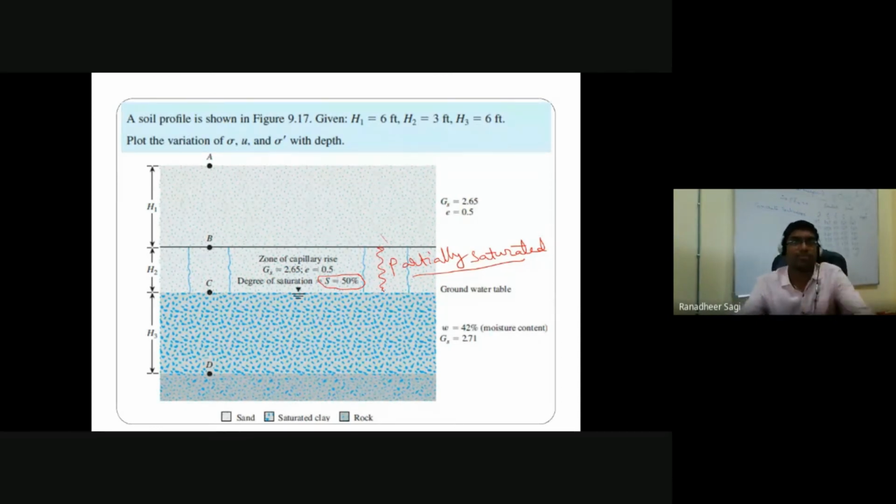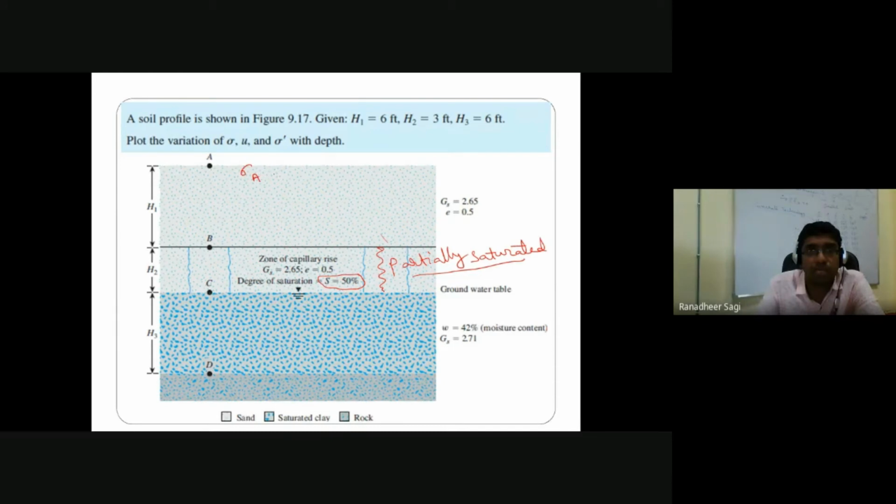So understand that. You are given a 3-layered soil. Layer 1 has a height of 6 feet, layer 2 has a height of 3 feet, and layer 3 has a height of 6 feet again. What you are asked to calculate is to plot the variation of sigma, u and sigma dash with the depth. So total stress, how is it varying with the depth? Pore water pressure, how is it varying with the depth? Effective stress, how is it varying with the depth? That is what we are required to calculate. So let's see how to calculate your total stress, pore water pressure, and effective stress at different depth positions. Let me start writing it here.